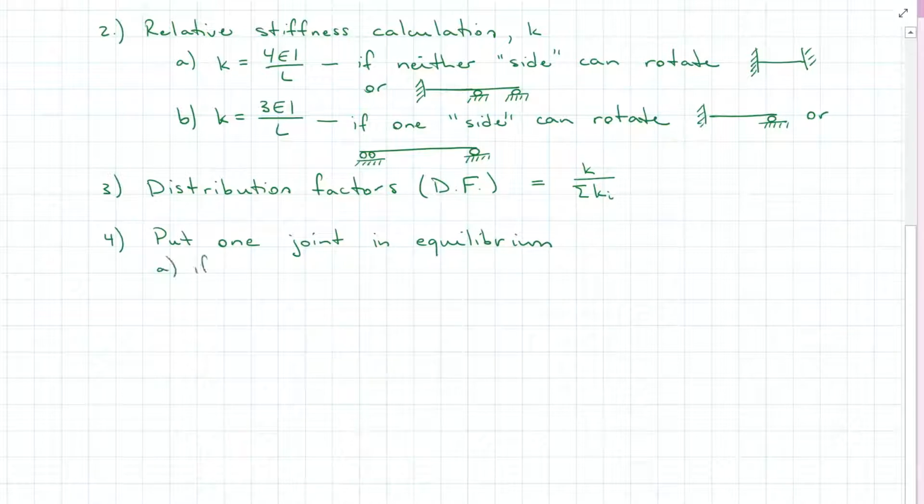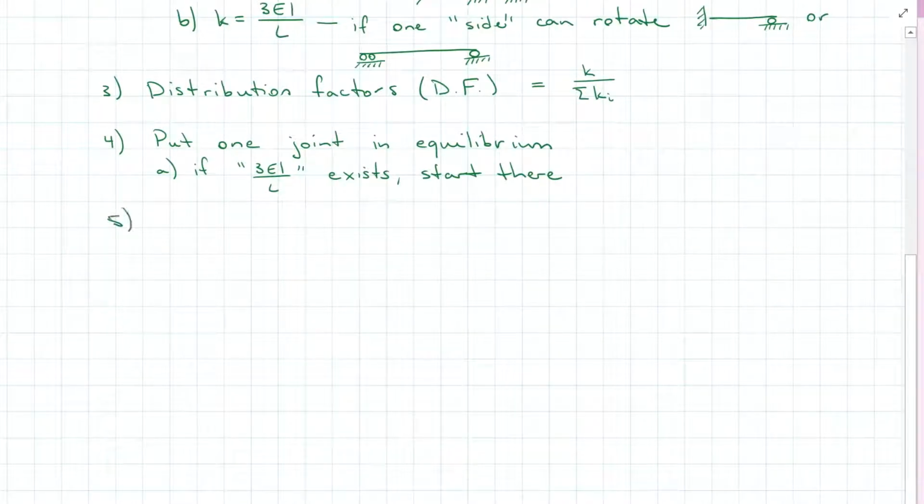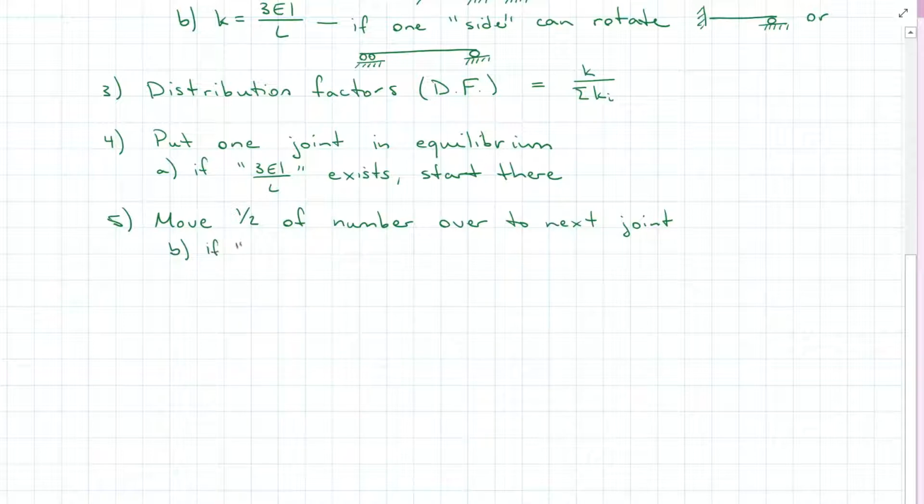For step 4, if we have a 3EI over L, we want to start there. After we've put that one joint in equilibrium, we're going to move half of that load to the next joint. Okay, now B, if again we have a 3EI over L, the number leaves and never comes back.